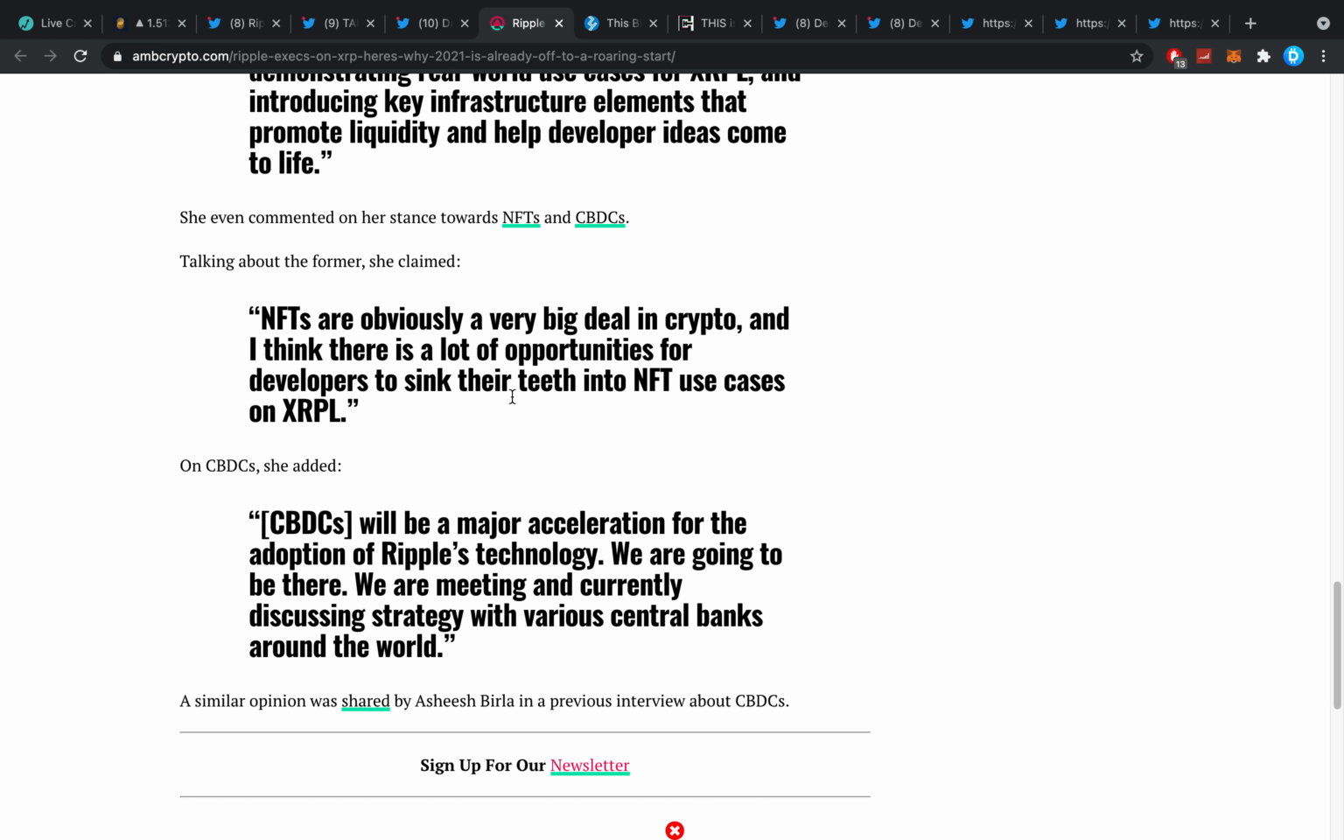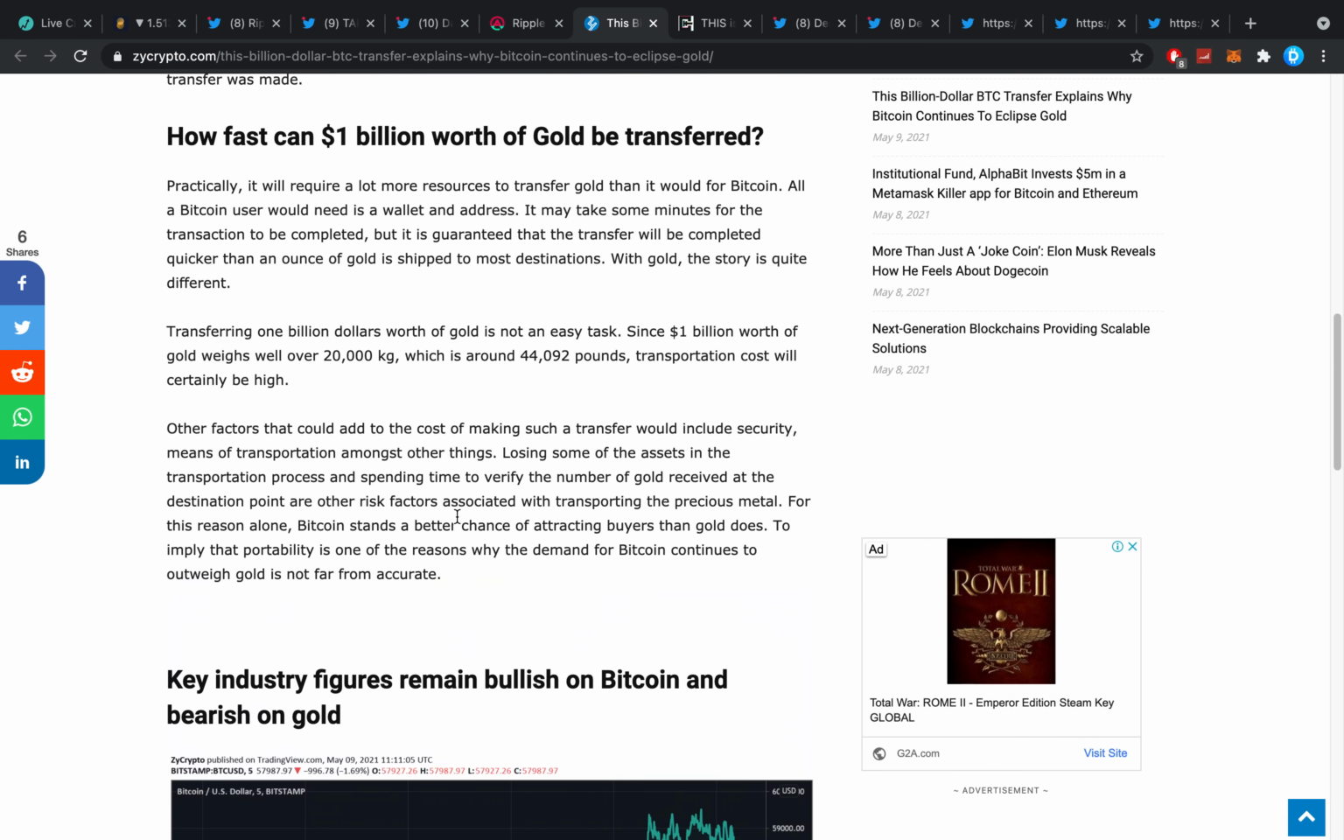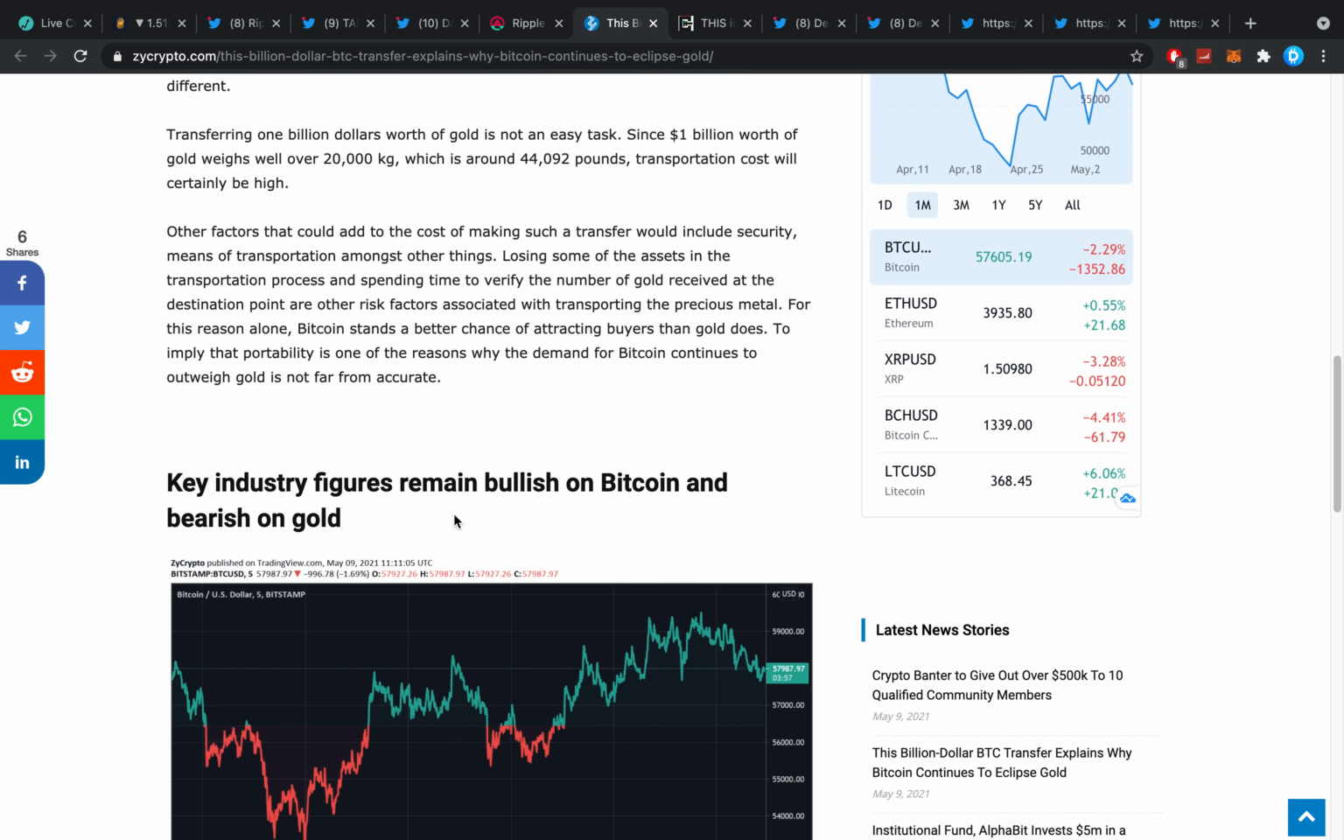And the thing is, guys, these people can't say anything really positive about XRP, but they can, however, say it about the XRP Ledger. And when we're saying bullish, we mean use case and just literally it becoming useful. This billion-dollar BTC transfer explains why Bitcoin continues to eclipse gold. I found that an interesting little discussion.